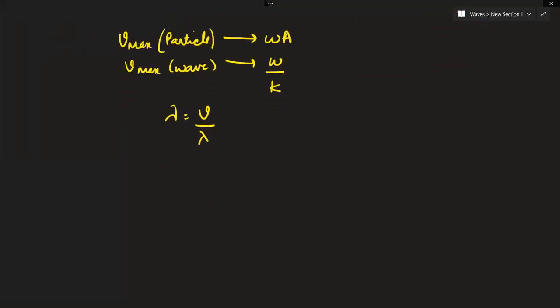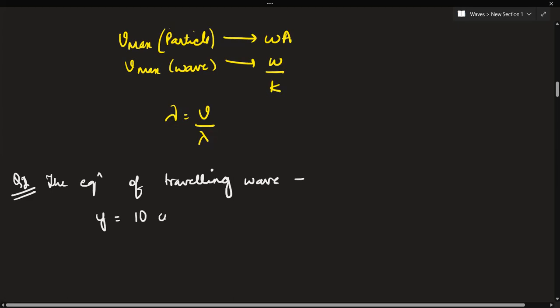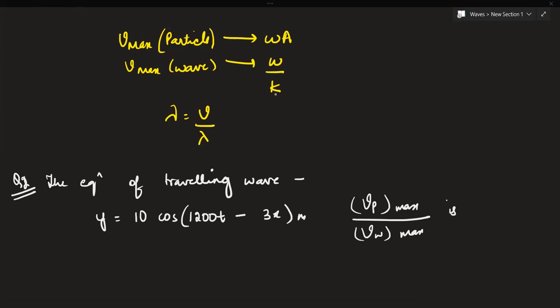Okay, one very simple question on this only. Particle velocity and wave velocity. Equation of a traveling wave. If I give you this equation, y is equal to 10 cos(1200t minus 3x) meters, and I am asking you what is the ratio of maximum particle velocity and maximum wave velocity.